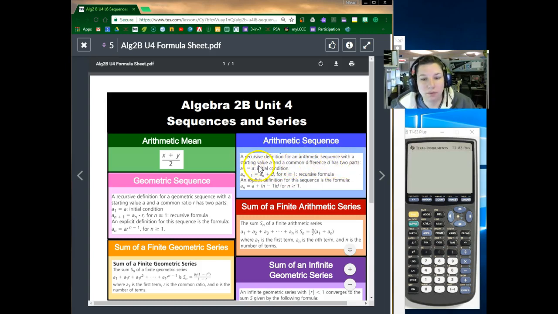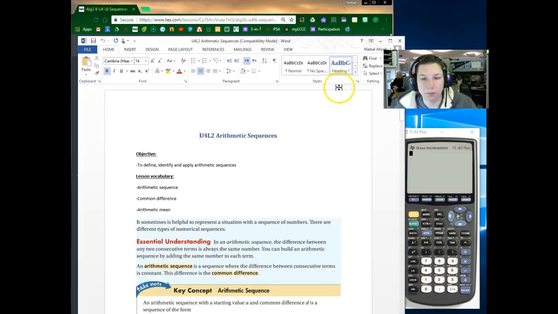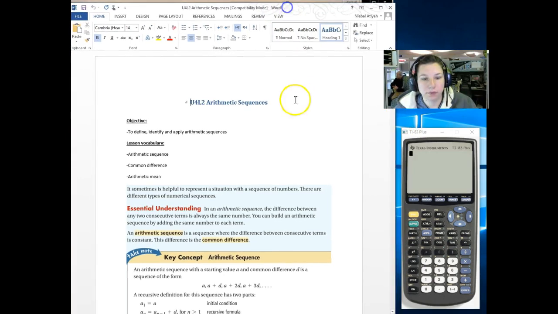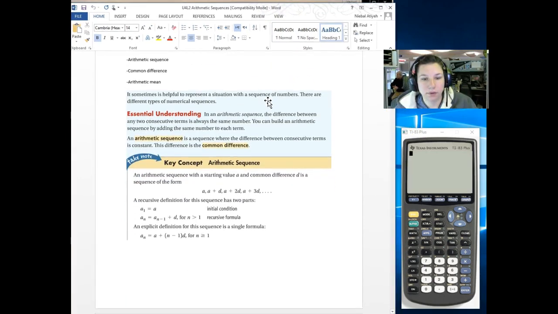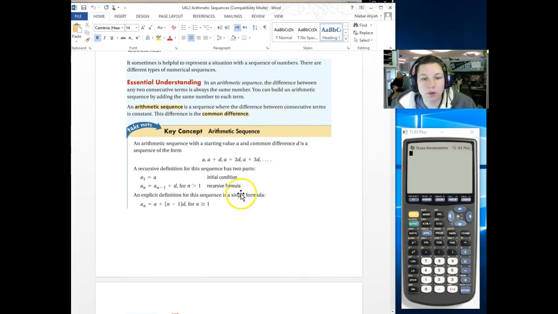So it's starting value and the common difference. A1 is your initial number. A sub n+1 is your number plus that common difference. So they give you the recursive formula and the explicit formula. So all these pieces are here for you. You just have to know what each of the terms are, what those symbols mean. Okay. So this again is just going over the vocabulary for you.